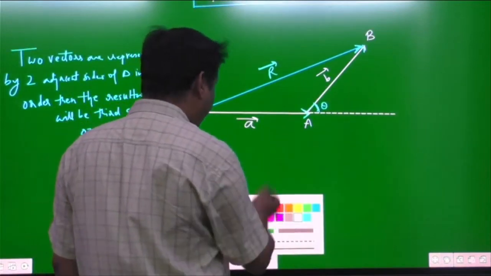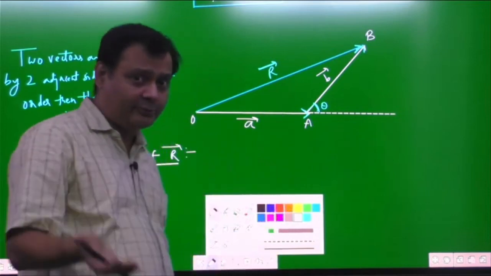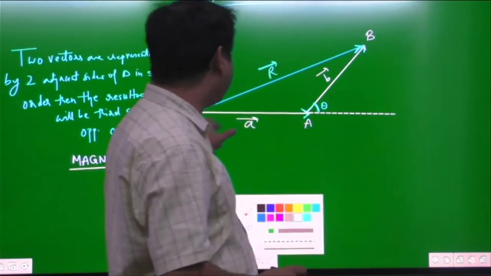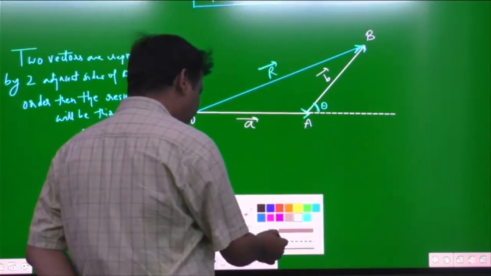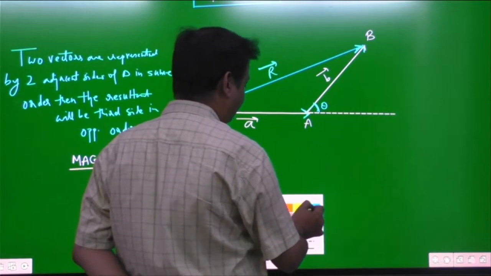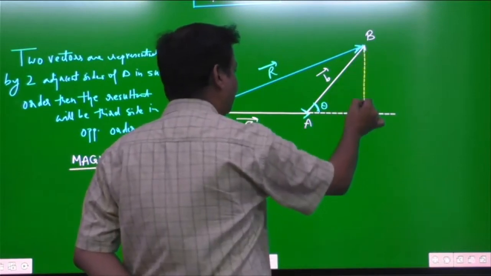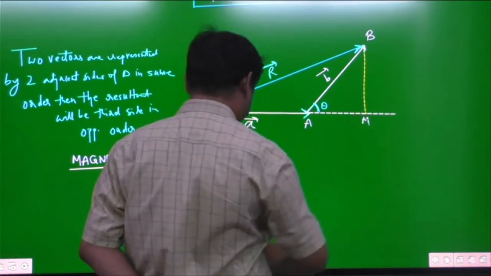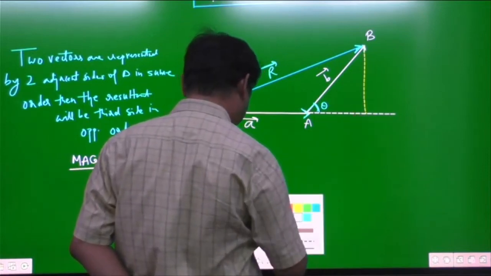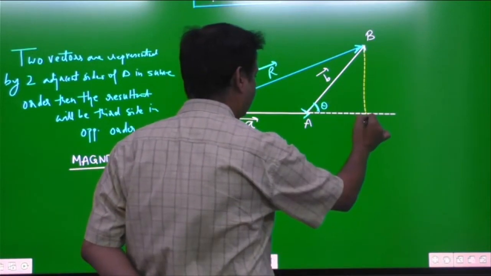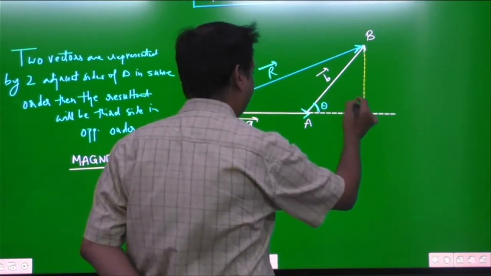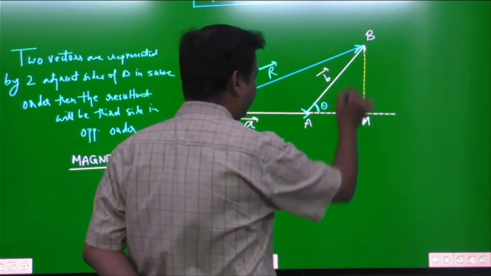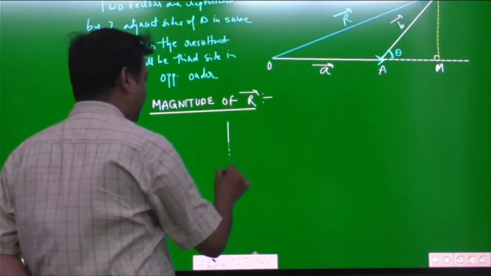So for finding the magnitude of vector R, we will do some geometric construction so that the line OB becomes the hypotenuse of a right angled triangle. And for this, I'm dropping a perpendicular from B to OA extended. So this is M. Now, before applying the Pythagoras theorem, we have some missing sides, AM and BM.